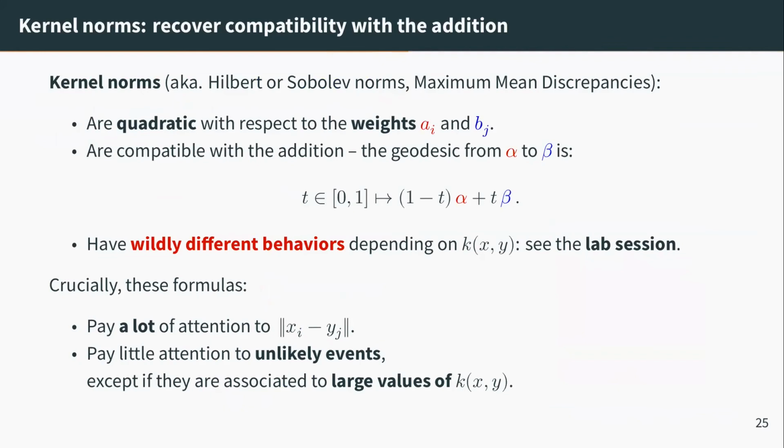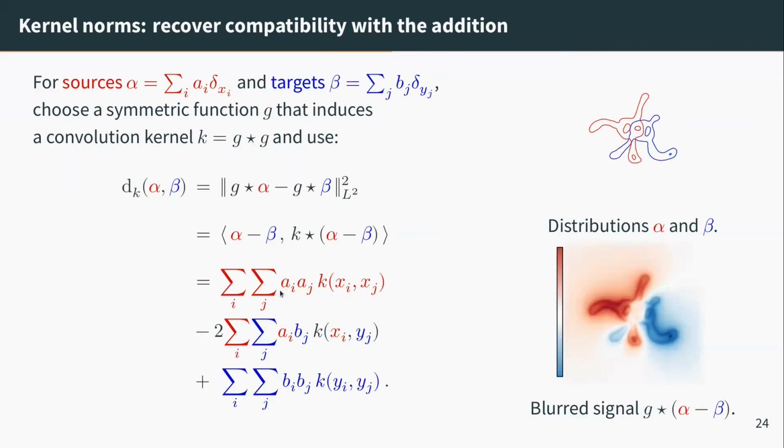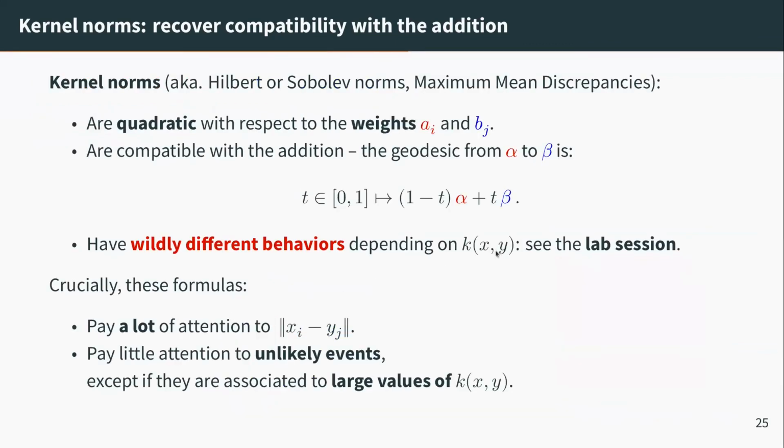So from a mathematical perspective, maybe those kernel norms have a long history. Okay, they've been studied in many different communities. They are called Hilbert or Sobolev norms in functional analysis. In statistics, over the last decade, people have called them maximum mean discrepancies. The important property is that those formulas are quadratic with respect to the weights, a_i, a_j. So it really looks like a squared Euclidean norm. And they are compatible with the addition.